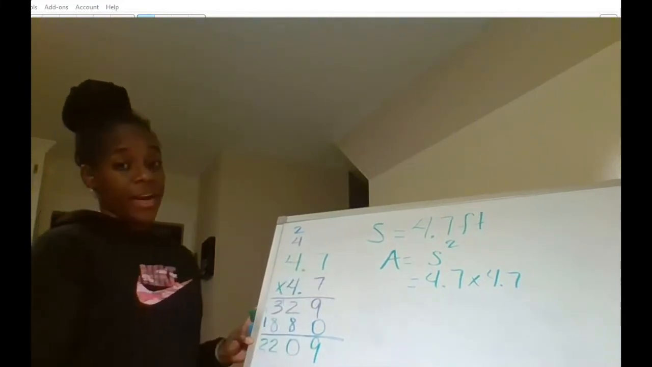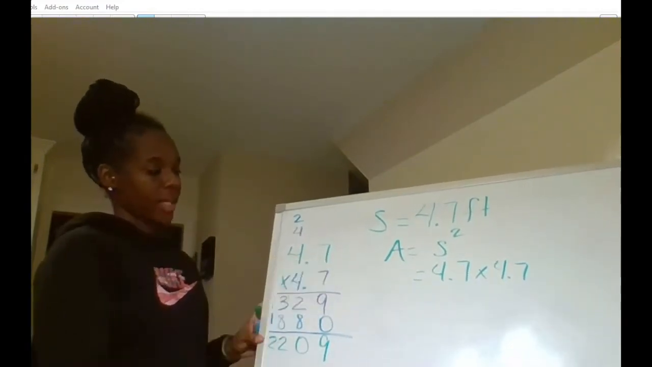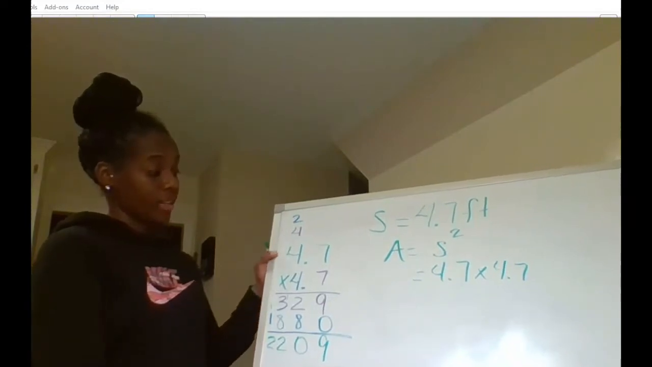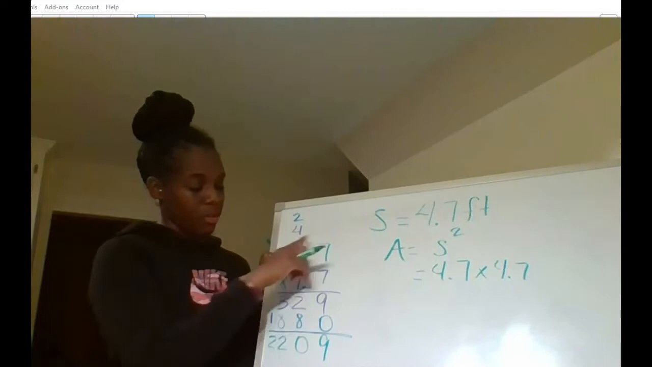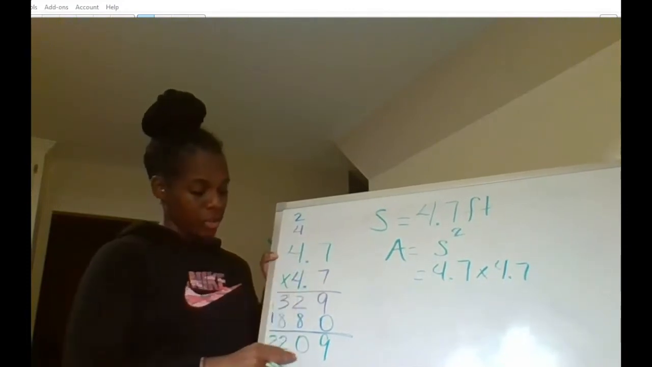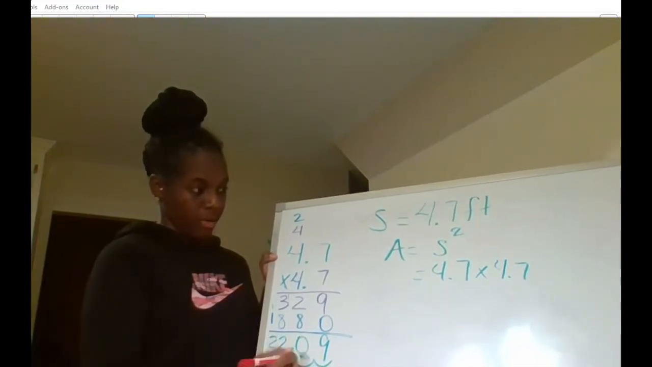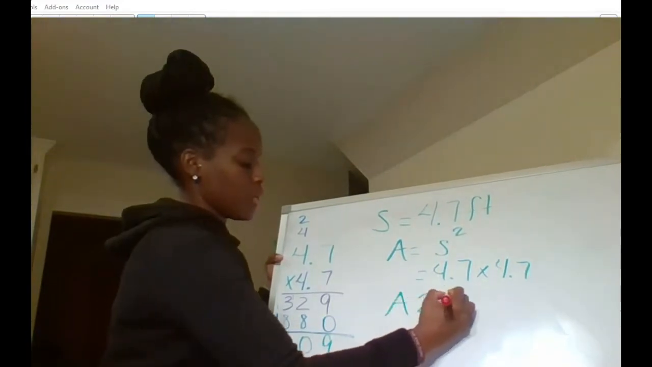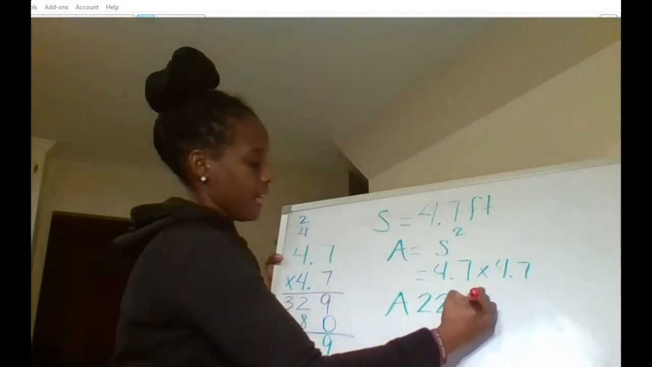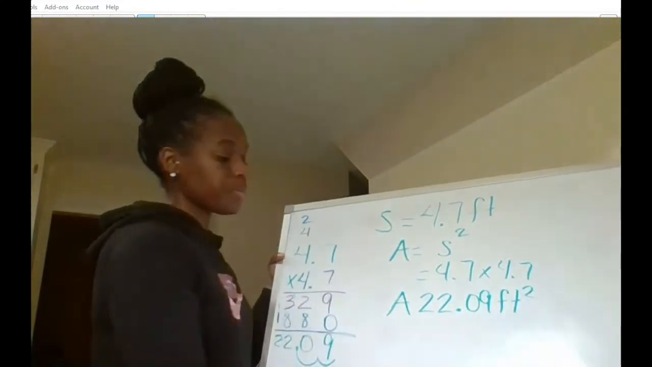Then we go back to the factors because we're not done. We have to check to see how many digits are after a decimal point in the factors. So we have a total of 2 digits that follow a decimal point in our factors with the combination of the 2. So then we come down to the bottom. We start from the last digit and we count 2 spaces to the left and we put a decimal point there, for an area of 22.09 feet squared.